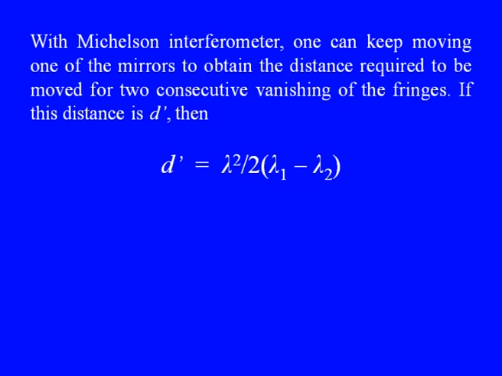This is what we are talking about here. One can keep moving one of the mirrors to obtain the distance required to be moved for 2 consecutive vanishings of the fringes. If this distance is d prime, then d prime is equal to, as before, lambda square divided by twice lambda 1 minus lambda 2. So, this method can be used to find the difference between 2 close wavelengths present in the light coming from the source.